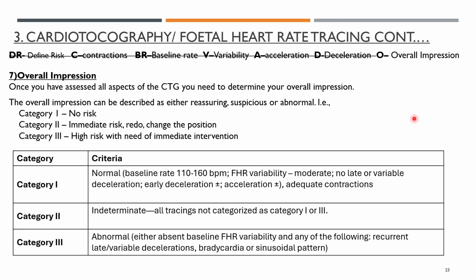What do we mean when we say that we have a category 2 patient? This means that the patient is intermediate. All tracings that are not categorized as 1 or 3 will put them under 2. Category 3 is abnormal. You have a reduced fetal heart rate below 110. There's little to no variability. There are late decelerations, there are variable decelerations. You have inadequate contractions, or there's hyperstimulation, that falls under category 3.